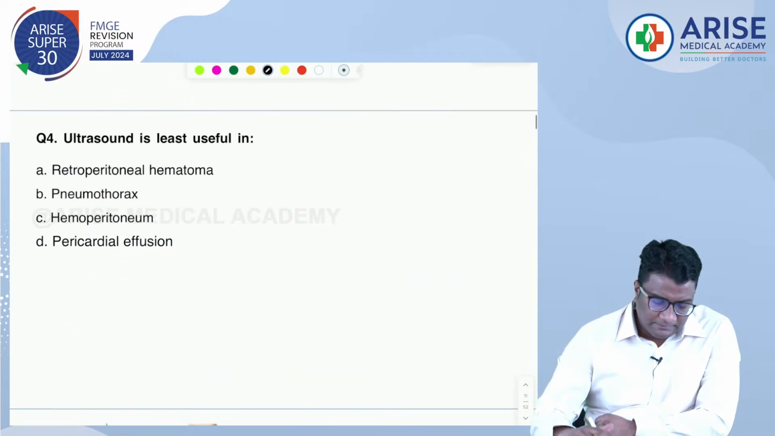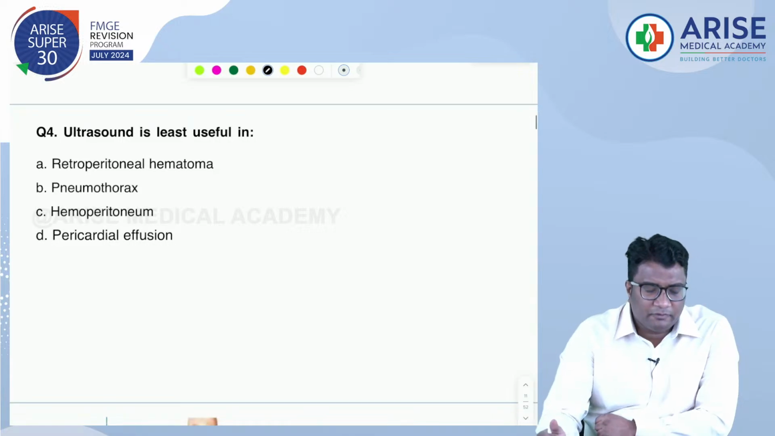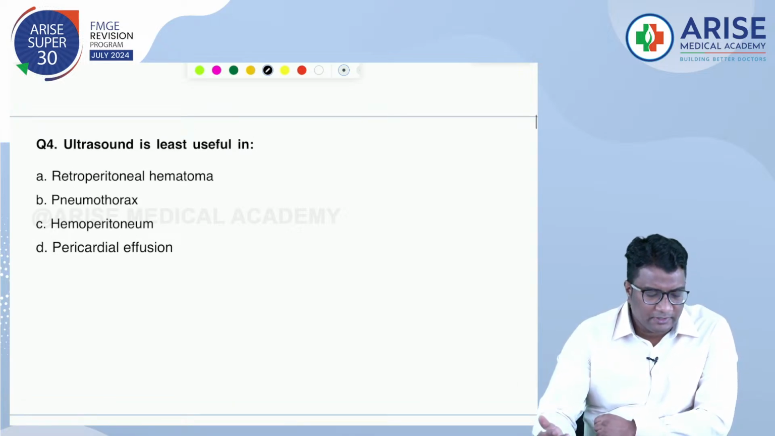Let's come to the next one. Let me see how many of you will answer this correctly. Ultrasound is least useful in retroperitoneal hematoma, pneumothorax, hemoperitoneum, or pericardial effusion. Which one would you choose? Ultrasound is least useful in.